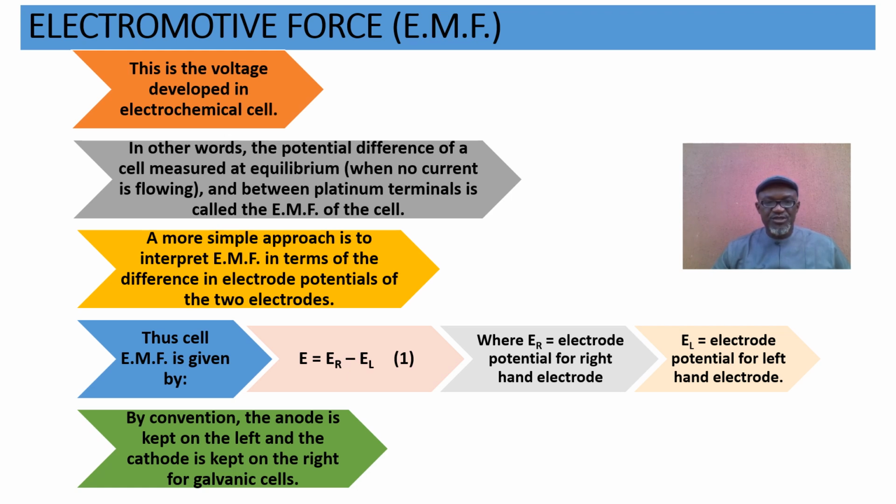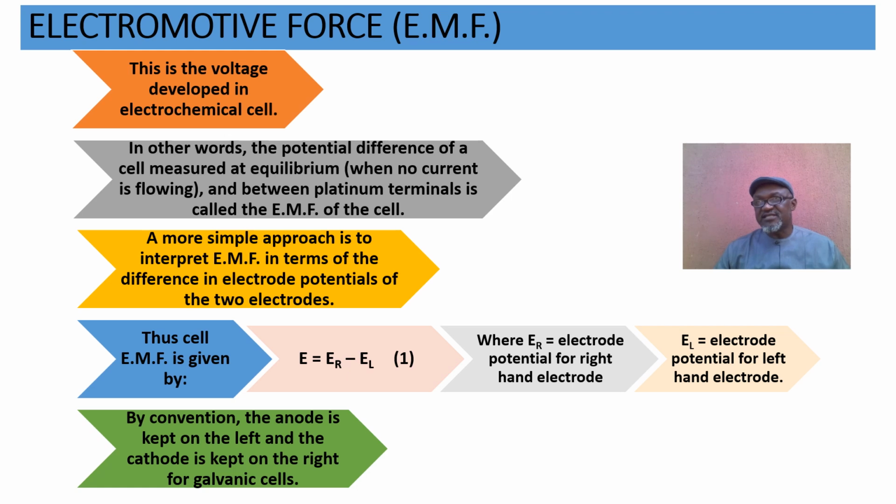A simpler approach is to interpret EMF in terms of the difference in electrode potentials of two electrodes. Remember, when we look at the Daniell cell, we have two electrodes, the zinc electrode and the copper electrode. And we said that the EMF of that Daniell cell is 1.10 volts. So we can also talk about electrode potential or electromotive force between two electrodes. That means that the EMF of a cell is given by E right minus E left, equation 1 there. That is the electrode potential of the electrode on the right minus the electrode potential of the electrode on the left.